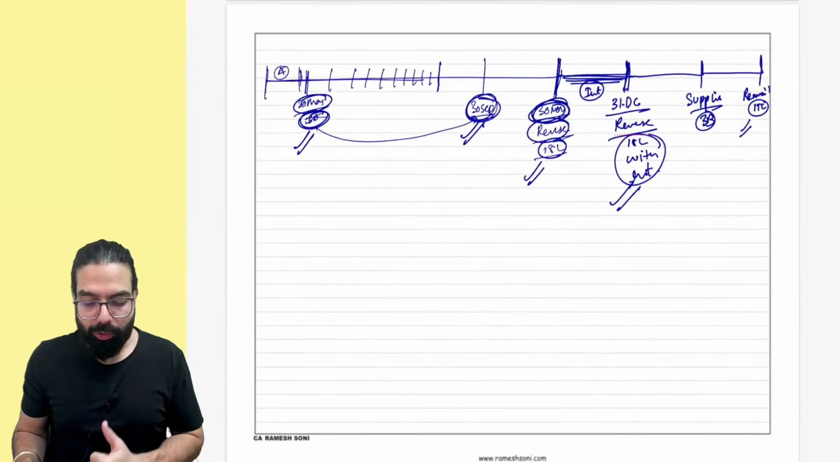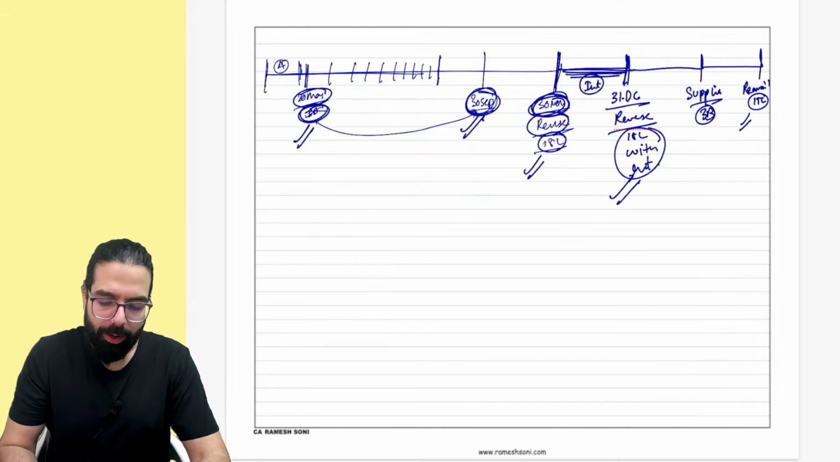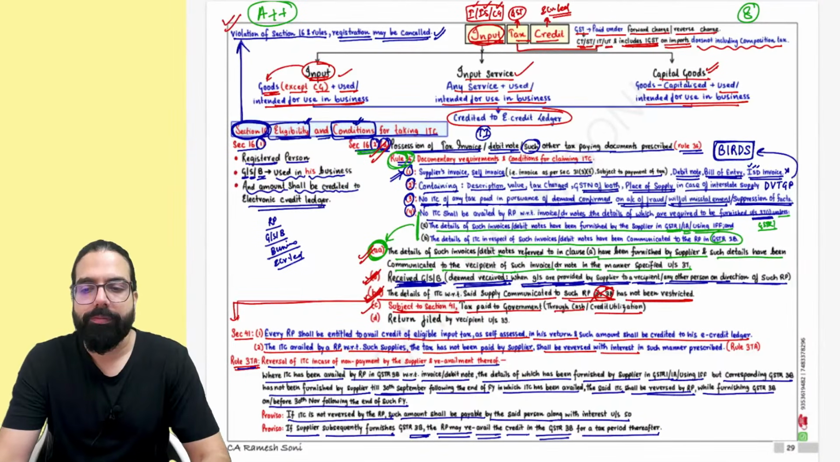Please tell me everyone, is rule number 37A clear to all of you? Are we all clear with rule number 37A?